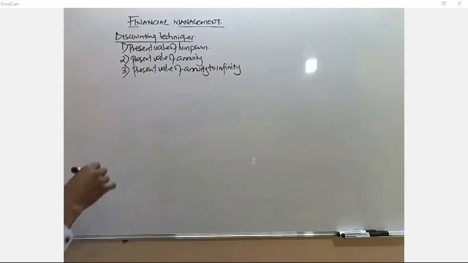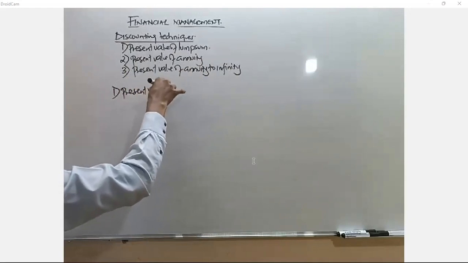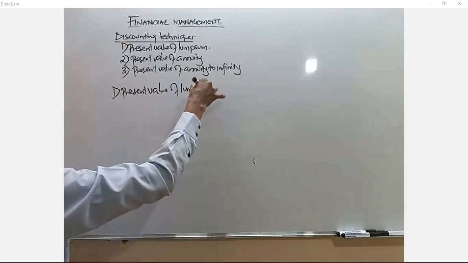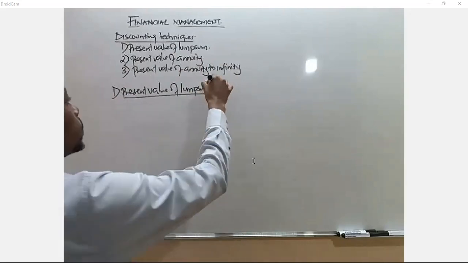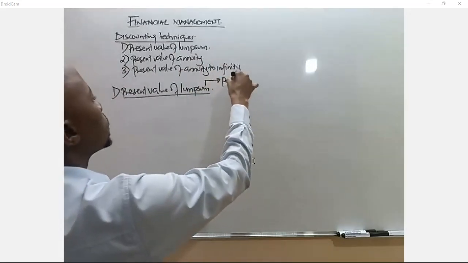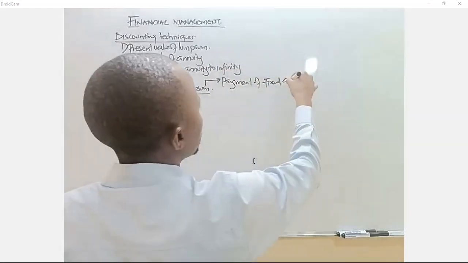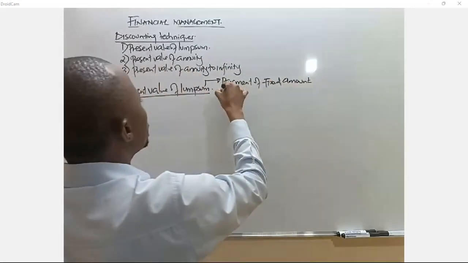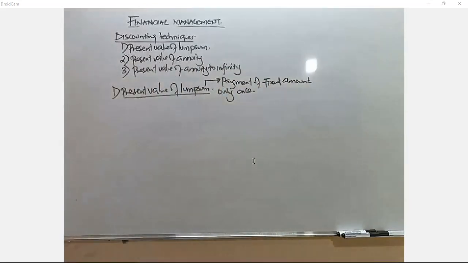So let us start with the first concept, which we are calling the present value of lump sum. What is our present value for lump sum? Do you remember we said that lump sum means the payment of fixed amounts only once, either at the beginning or at the end of the period. It should be once. It's not going to be twice. It's going to be only once.